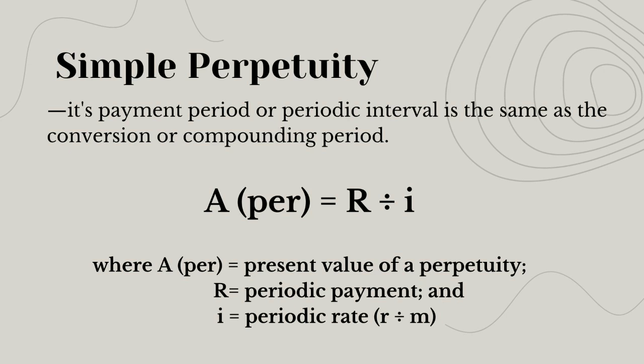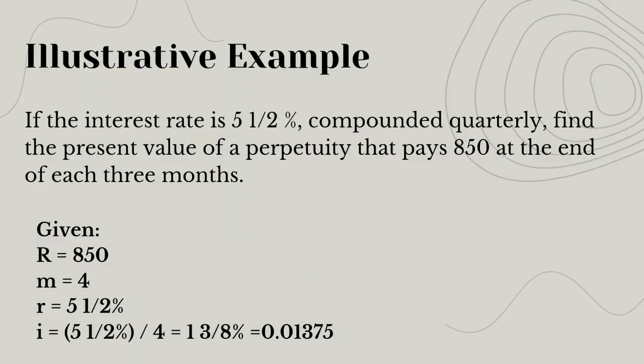A per is equal to R divided by I, where A per is the present value of a perpetuity, R is the periodic payment, and I is the periodic rate, or R divided by M. Let's have an example. If the interest rate is 5.5% compounded quarterly, find the present value of a perpetuity that pays $8.50 at the end of each 3 months.